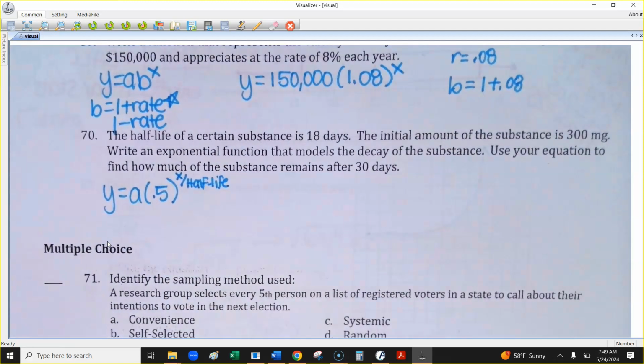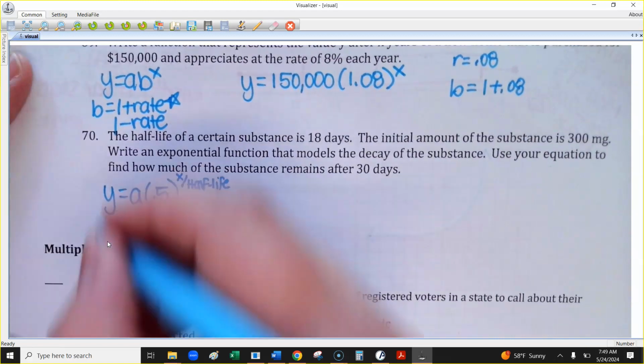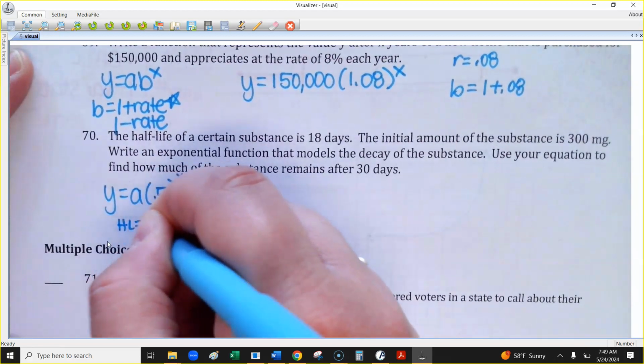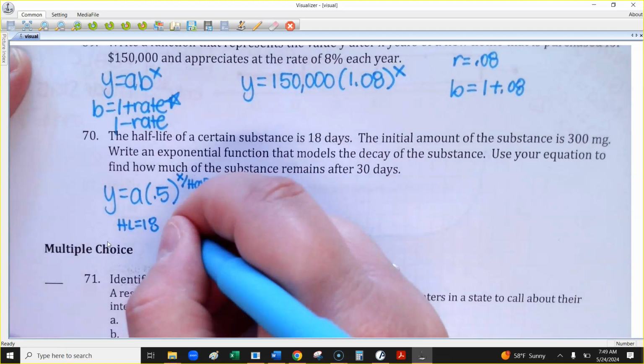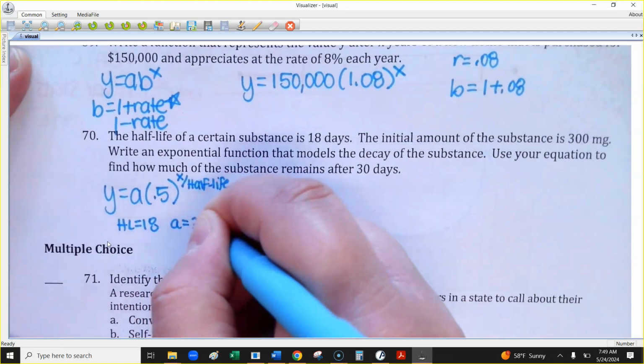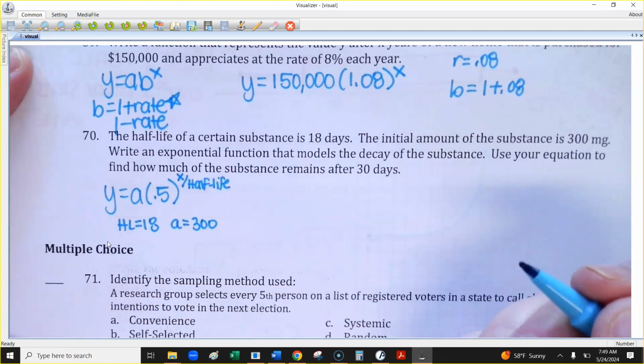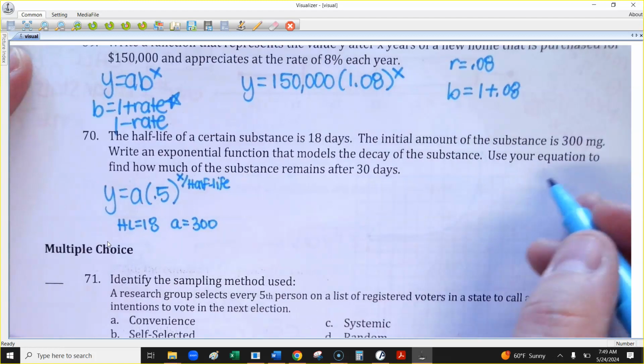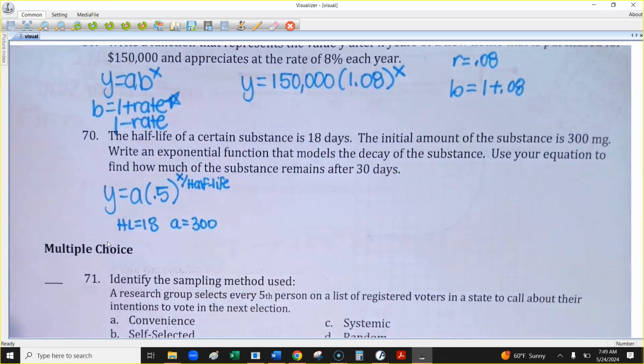And so it's going to be a little fraction as your exponent. Okay, so the half-life of the substance, it says, is 18 days. The initial amount that's going to be your a value is 300 milligrams. Write a function that models the decay of the substance. Use your equation to find how much the substance remains after 30 days.